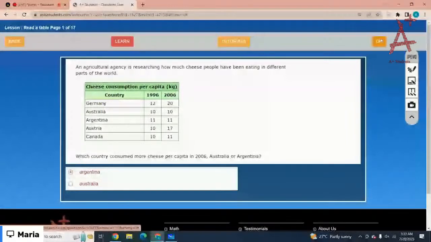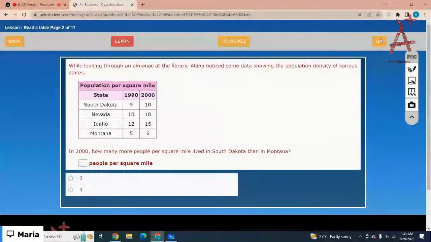While looking through an almanac at the library, Elena noticed some data showing the population density of various states. In 2000, how many more people per square mile lived in South Dakota than in Montana? So, which is the correct option?